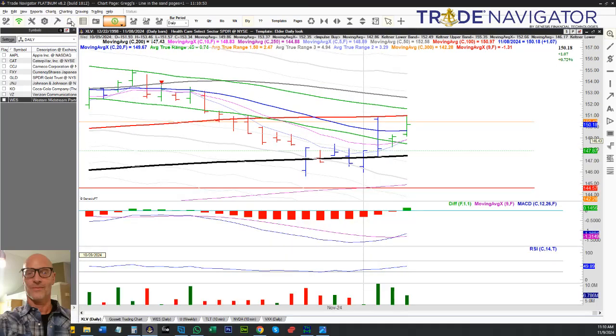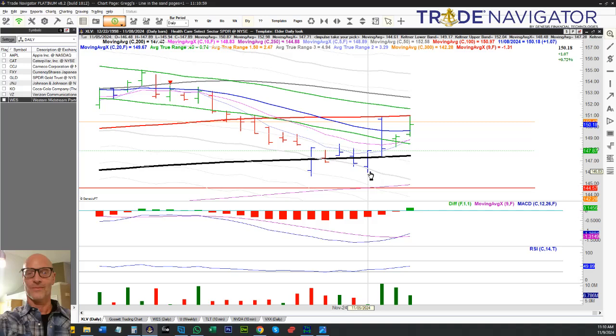XLV. Okay, XLV is back to the deep dip buy. I did buy XLV on the 5th of November. Why? Again, this is a deep dip buy. Black line is the 200-day moving average. Previous day, we closed under the 200. On the day that I bought it, we closed back above the 200.